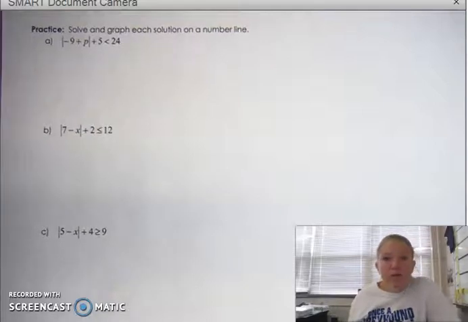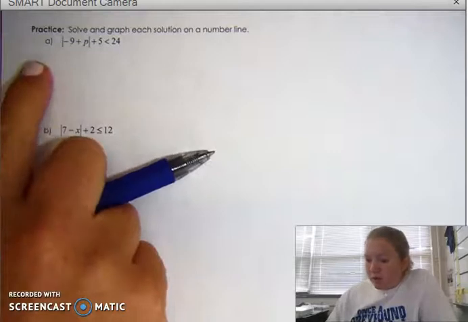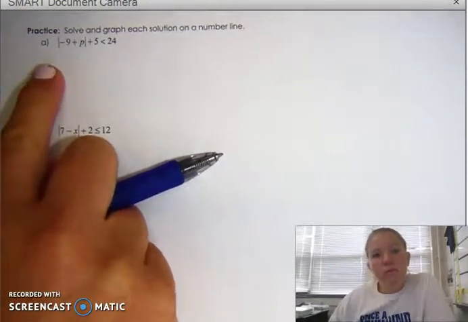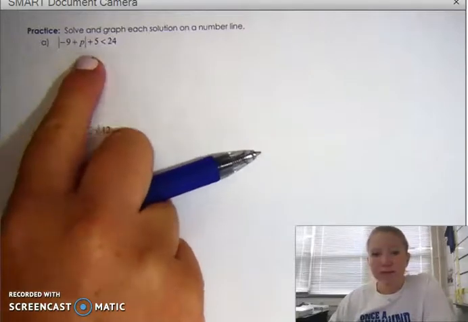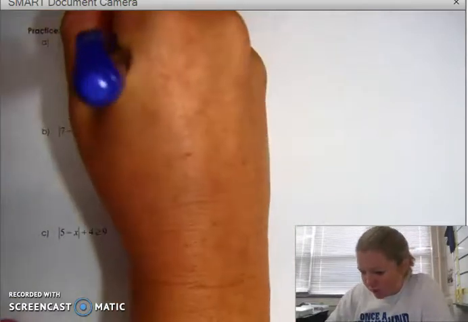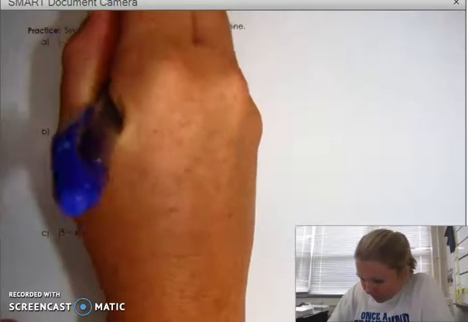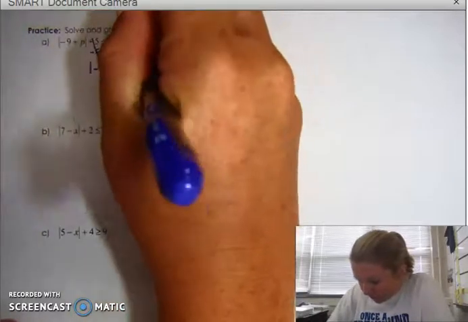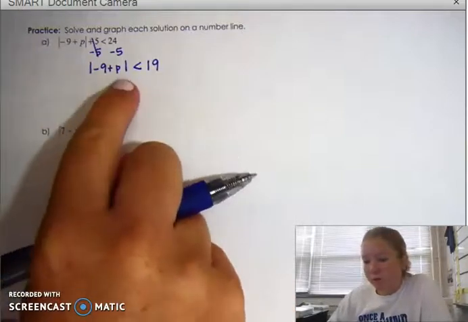In this video, we're going to finish the notes on absolute value inequality. This is the second page of your blank notes from the hockey page. Part A of the practice: to start solving this inequality, we need to get absolute value by itself. So I'm going to subtract 5 first, and I have to do that first because absolute value is not by itself.